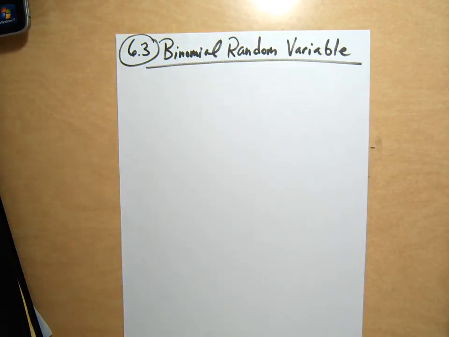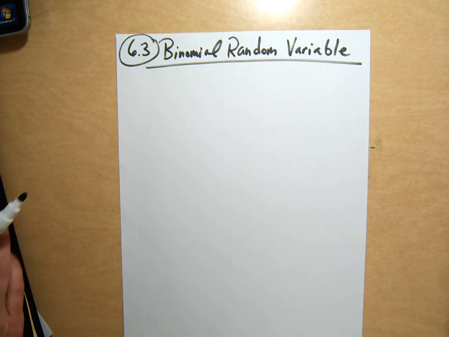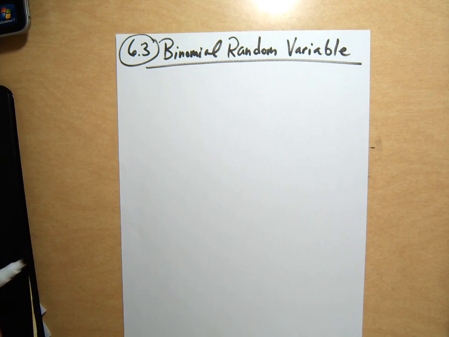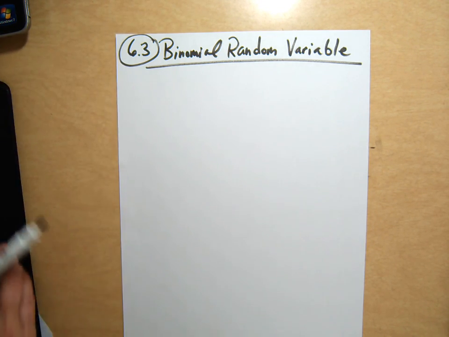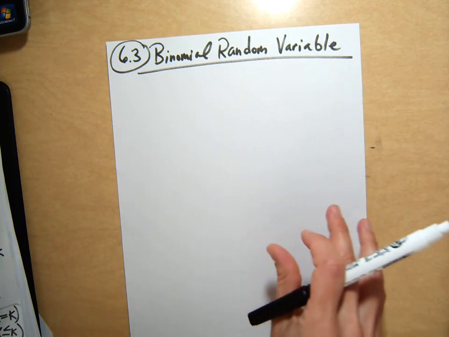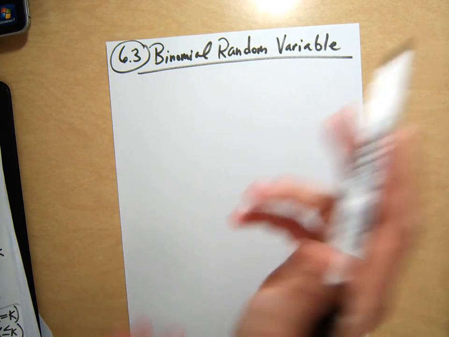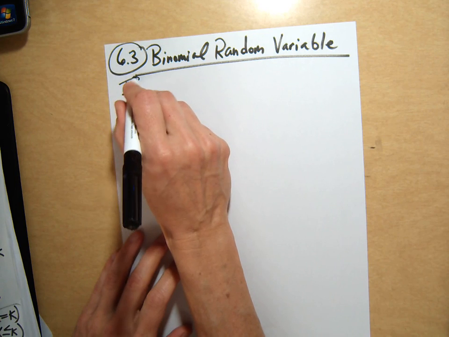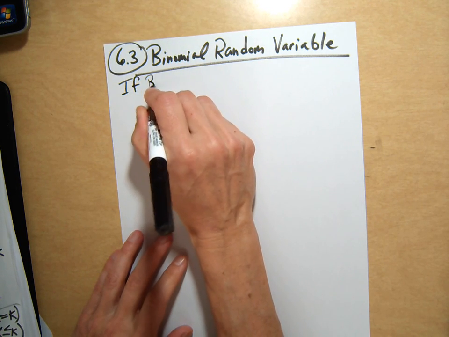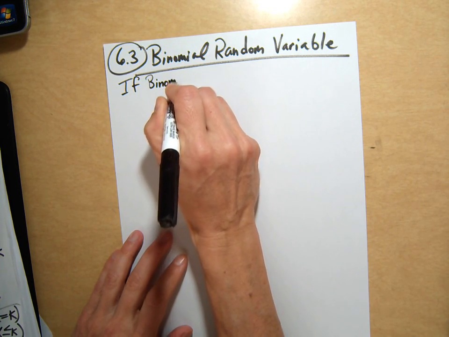Okay, section 6.3. We've talked about random variables, taking the sum and difference, and finding the mean and standard deviation. Now we're just focusing on a binomial random variable. So the first thing we have to do is make sure that we have a binomial setting, otherwise none of this applies.